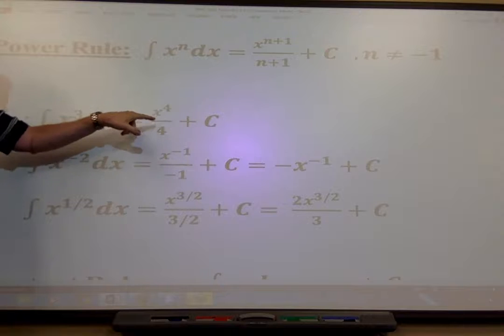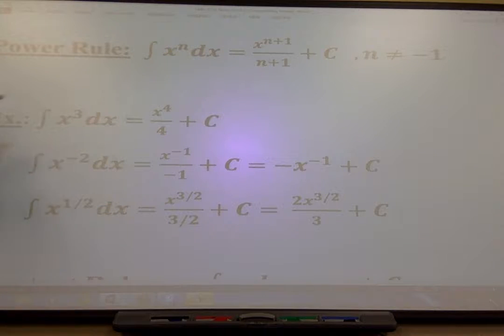4x to the 3rd divided by 4. The 4's would cancel, and you would get x cubed. So if you don't divide by that new power, see, 3 plus 1 is 4, divided by that new power, then it works if I take the derivative.